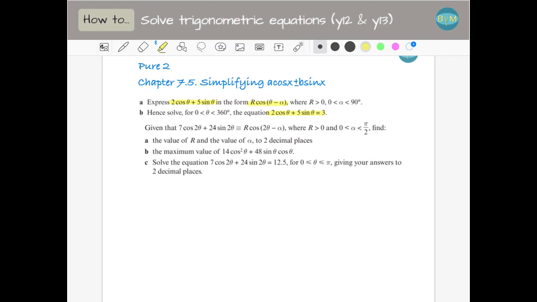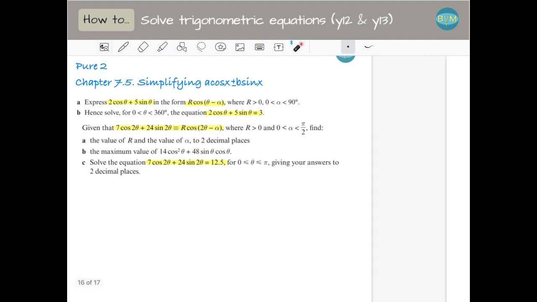So again, given that this can be written this way, solve this equation. In most of the questions they ask you to write first the expression and then solve. But if they don't tell you to write the expression first, you still have to do it to solve this equation. So let me show you.